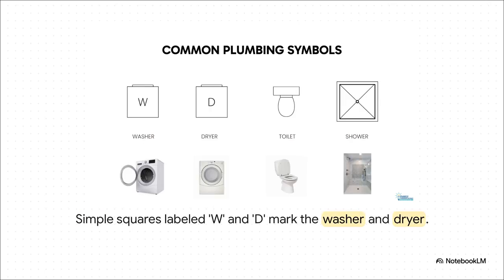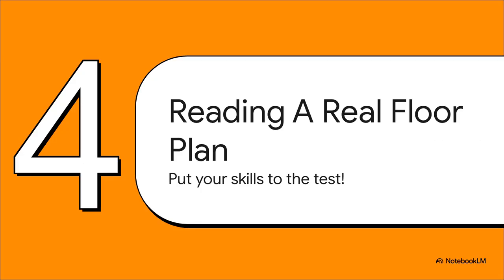And finally, over in the laundry room or utility closet, you'll see these guys, the washer and dryer. They're just simple squares, clearly labeled with a W for washer and a D for dryer. Super straightforward. All right, we've learned the alphabet. You ready to start reading a few words? We're going to look at a real floor plan now and put this all together. This is where it all starts to click.